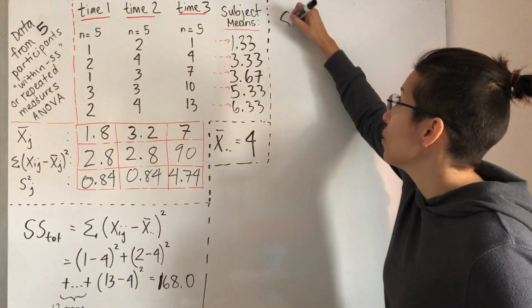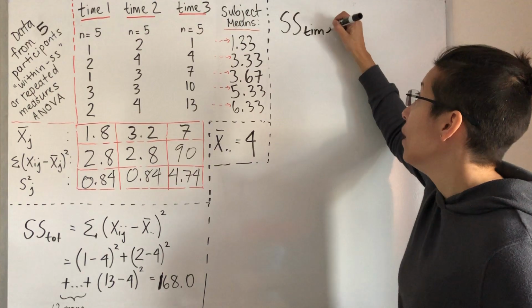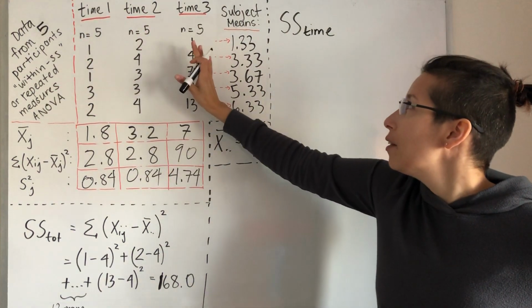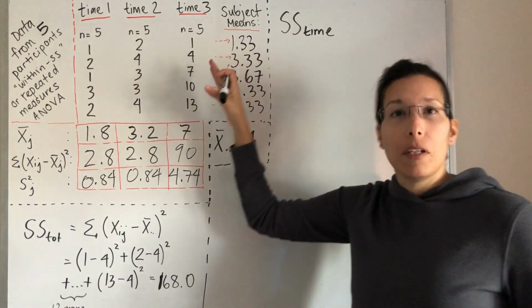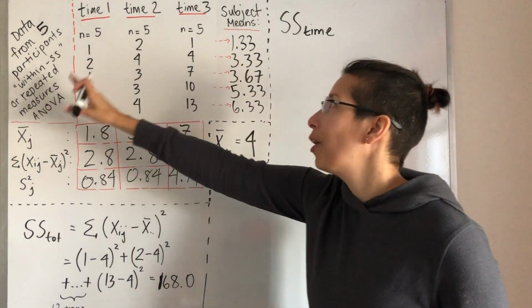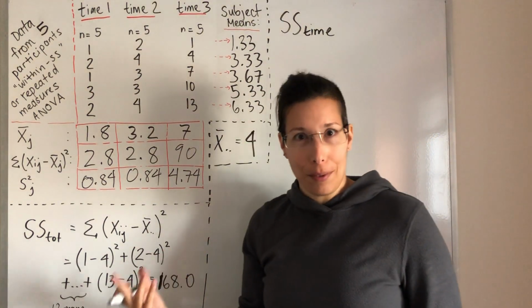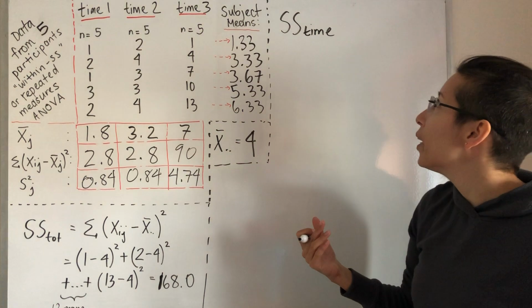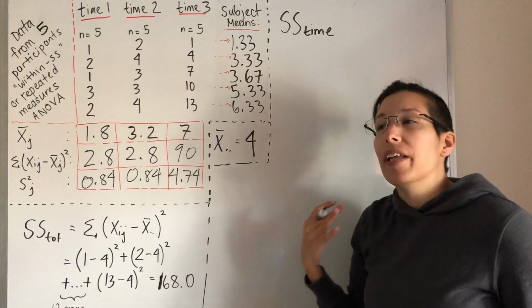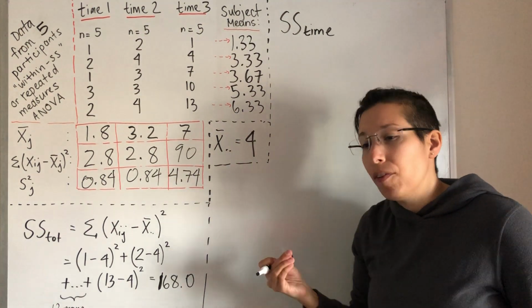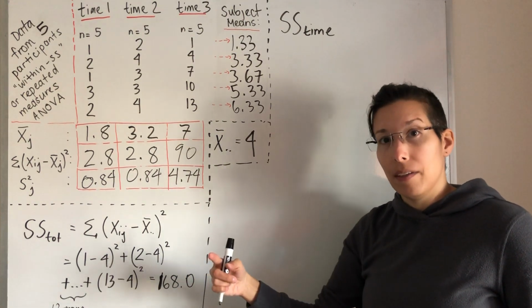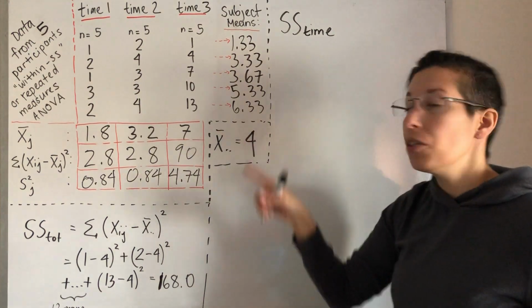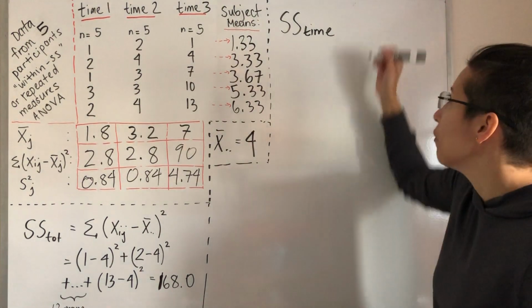But this time we're just going to call it SS time. It's still SS group because these times are like three different manipulations, the same way a group 1, a group 2 and a group 3 would be three different manipulations. So we can still call it SS group, but to be careful as we go into more complicated designs, if it is a within subject manipulation, we just call it SS time, kind of a shorthand.